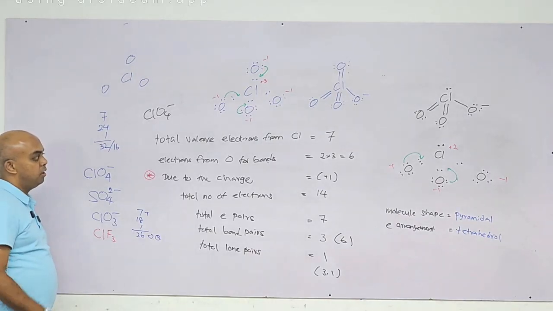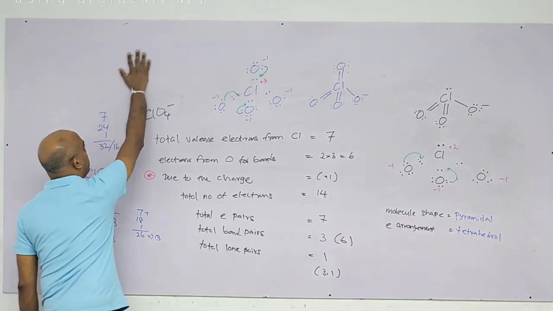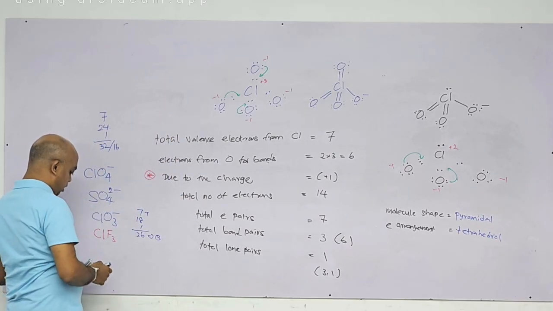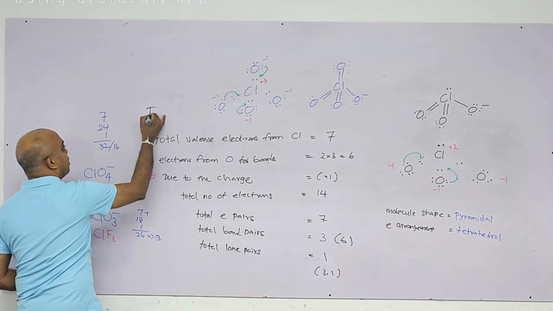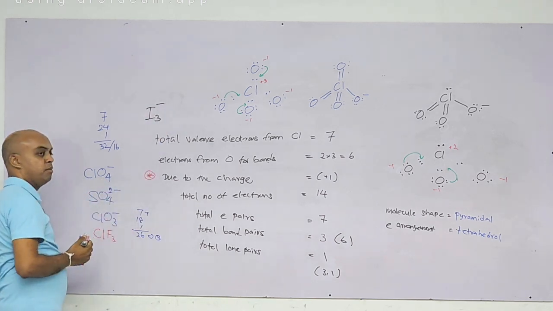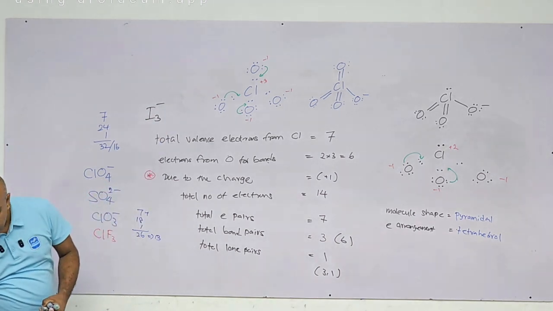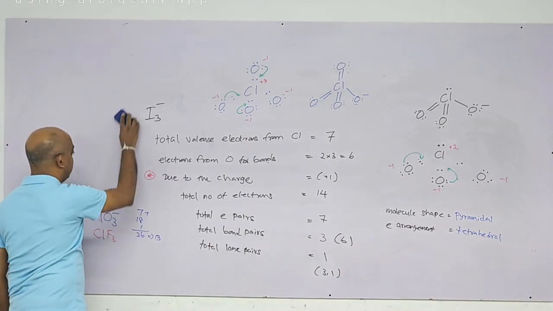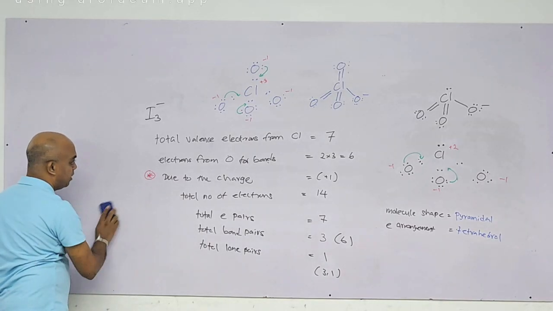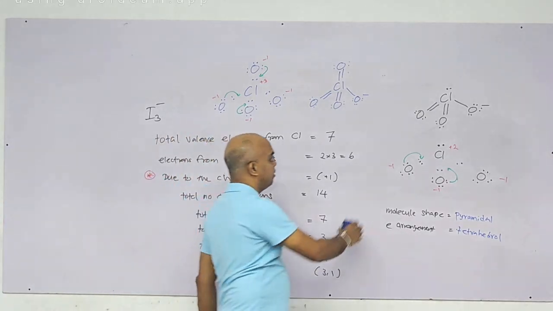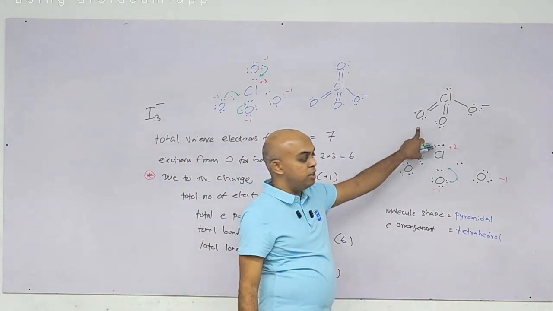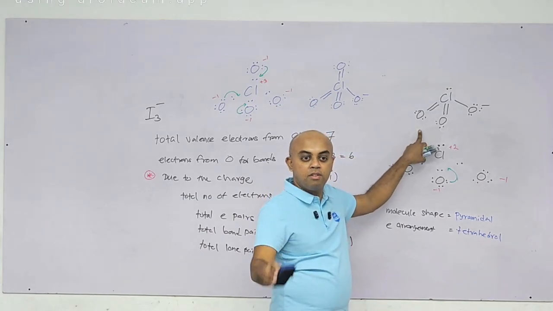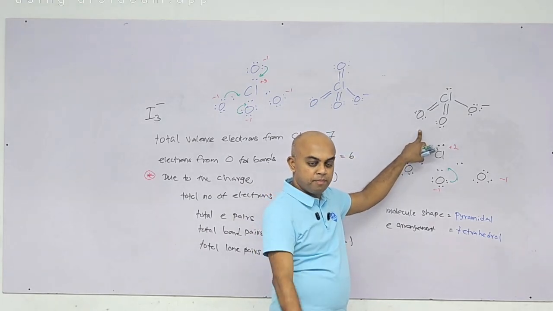Now I need you to try this one, right? I3 minus. Try this one, I3 minus. Anyone who has any problem on this one? ClO3 minus. Anyone? Is there another?